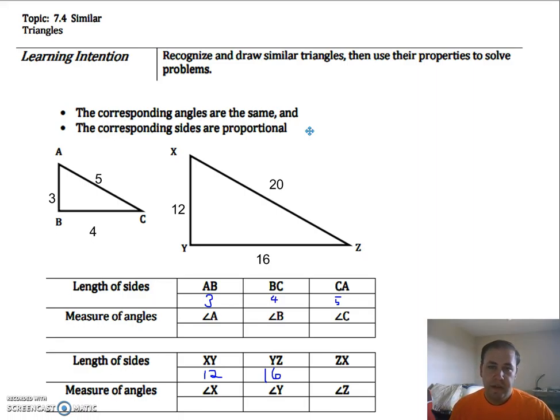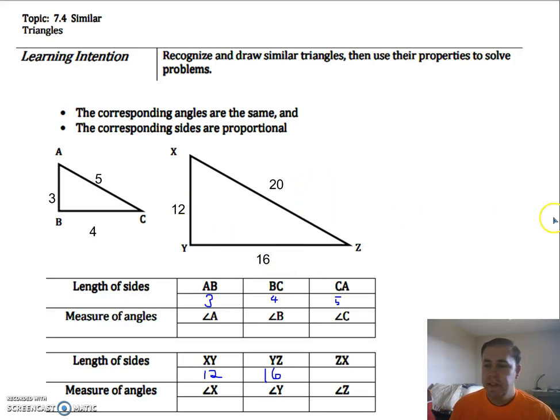So the success criteria for you with respect to the learning goal of drawing similar triangles and using their properties would be able to reiterate that the angle doesn't change, but the proportion is found by a ratio. Like here we have triangle ABC, which has sides 3, 4, and 5, and then we have triangle XYZ. We have sides 12, 16, and 20.